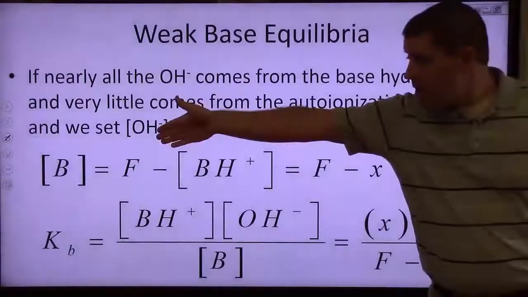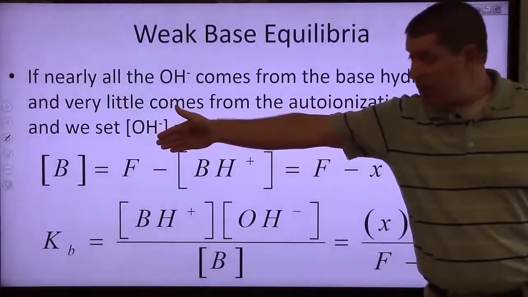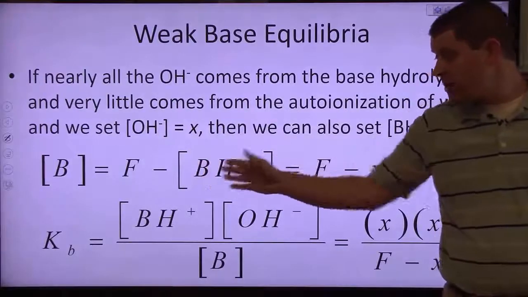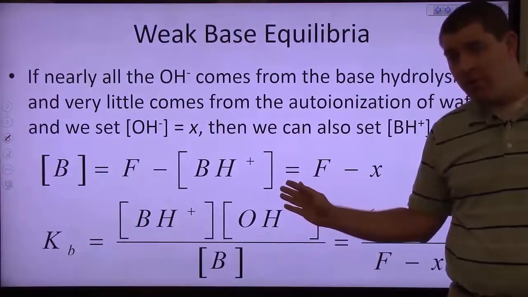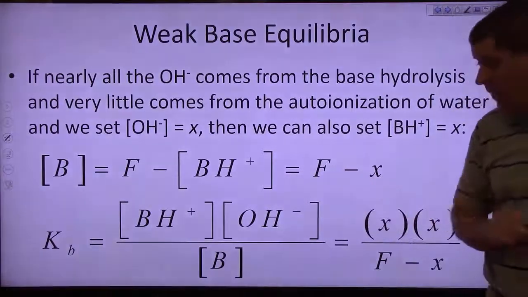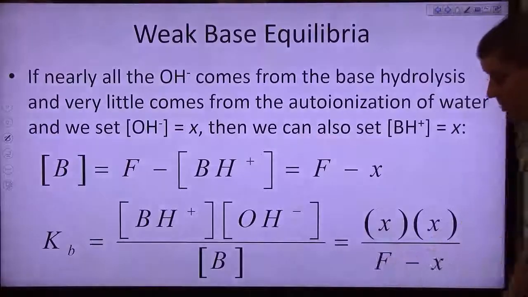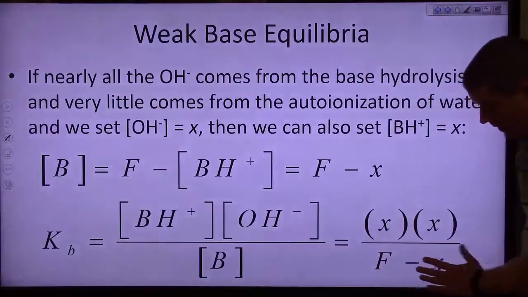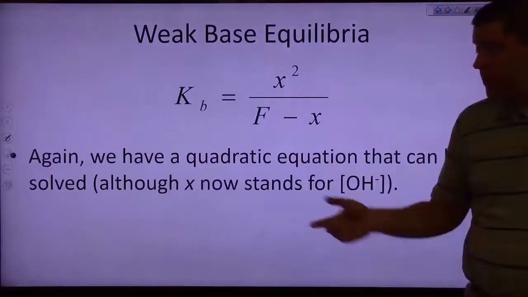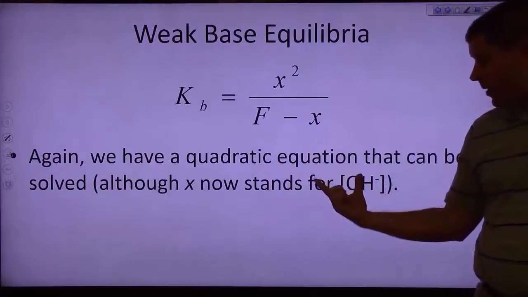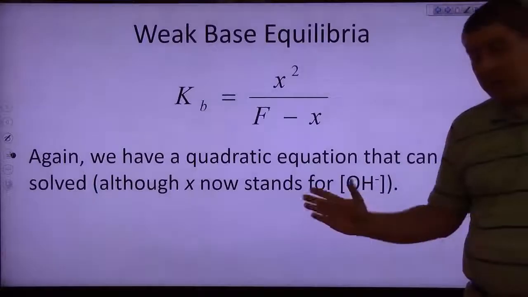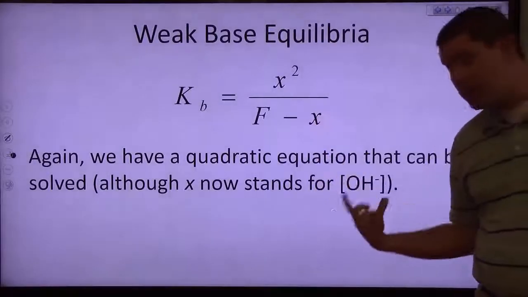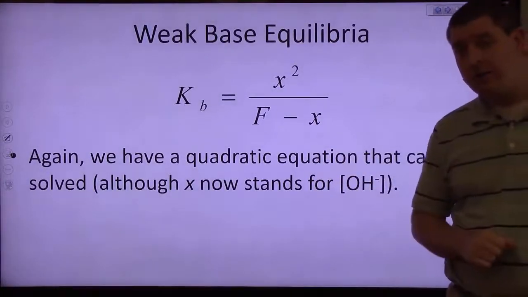And that then gives us the concentration of our unprotonated base is equal to the formal concentration minus the concentration of our protonated form, which is equal to F minus X. And that means that in our Kb, we can replace our terms here with X, so we get X squared on the top, and we get F minus X on the bottom. So again, we now have a quadratic equation that can be easily solved, although in this case, X now stands for the hydroxide ion concentration, not the hydrogen ion concentration.